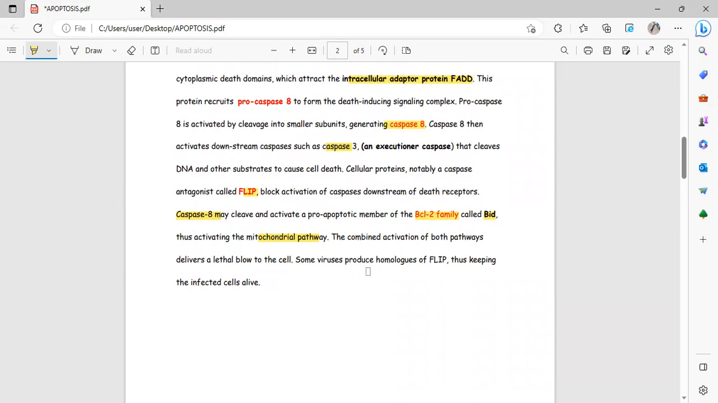We have some viruses which usually produce homologs of FLIP. Remember, we said that FLIP will prevent apoptosis by preventing the downstream caspases from enacting their action. So we have some viruses which produce homologs of FLIP, okay? When they produce these homologs of FLIP, it means the infected cells can't be killed by apoptosis, because FLIP will prevent the action of the downstream caspases that I just talked about, okay?